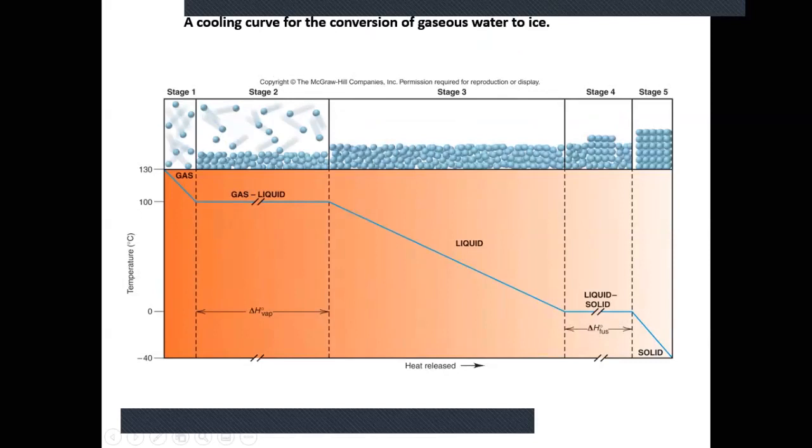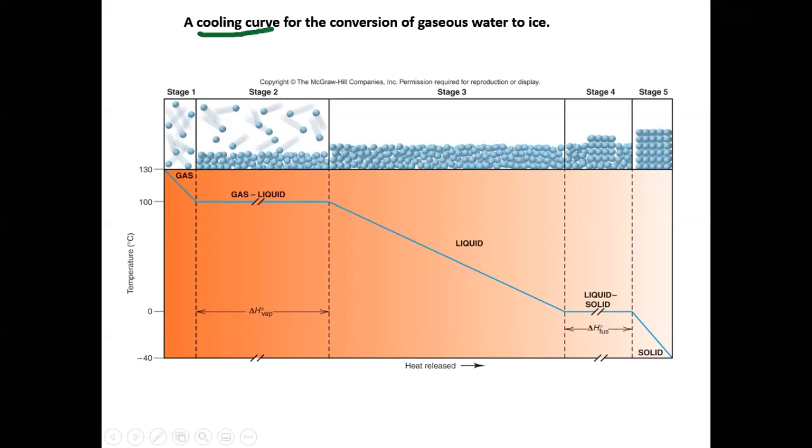So this is more of a cartoon of what's occurring, and this is actually a cooling curve. So we saw a heating curve on the last slide. A cooling curve is the exact opposite of a heating curve. So heating curve, we start at a low temperature, we go to a high temperature. Cooling curve, we start at a high temperature and we go to a low temperature.